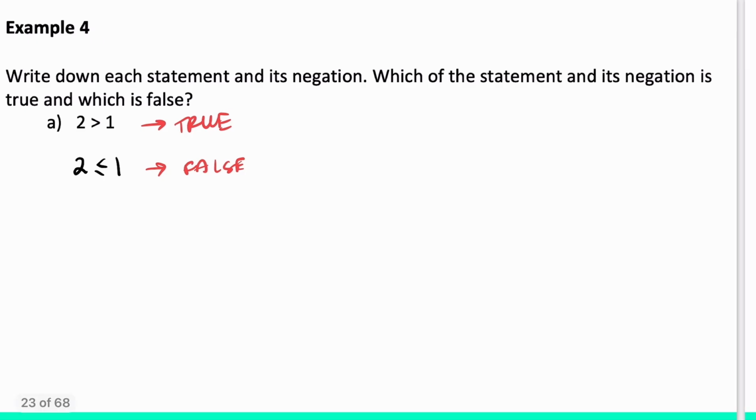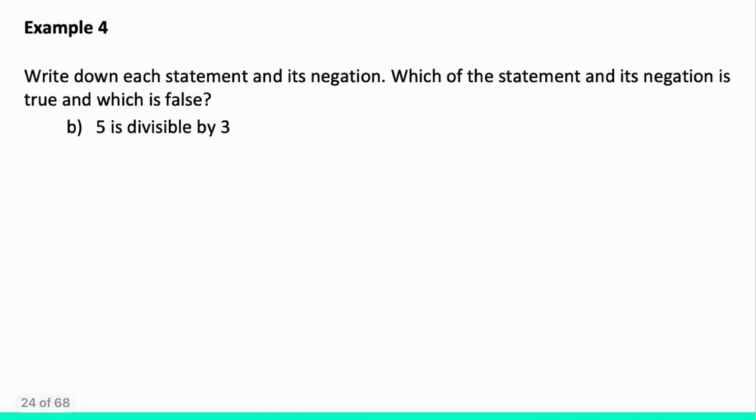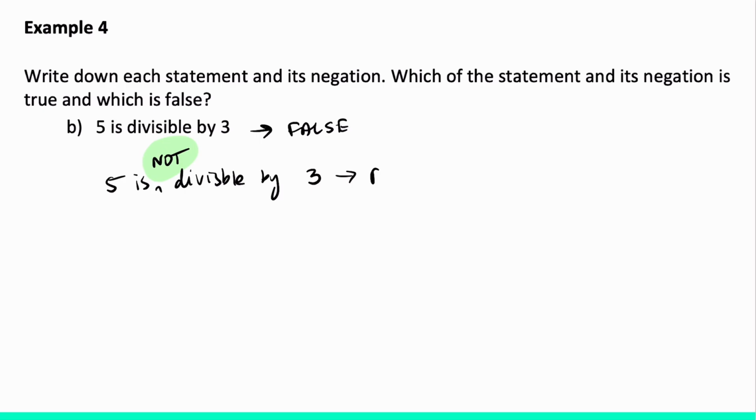Okay, next one. We've got 5 is divisible by 3. That is false. What's the opposite of 5 divisible by 3? This one, it's simple. 5 is not divisible by 3. So I've just written out the original statement, but I've included a negation to it as well. This is now true.